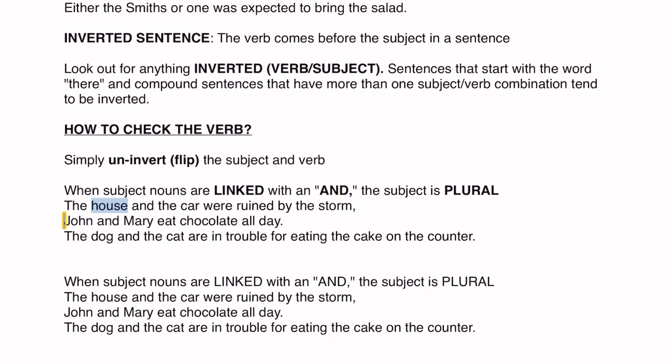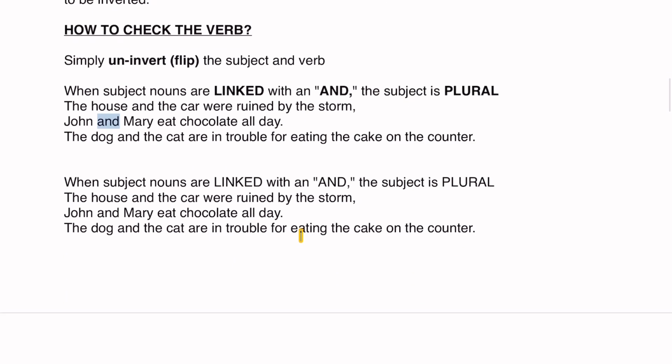Come to the next example. John and Mary, two subjects, eat chocolate every day. Eat here is plural because there are two subjects. Why? Because we added and between them, so we made two subjects. When subject nouns are linked with an and, the subject is plural. Again: the house and the car were ruined by the storm. John and Mary eat chocolate all day. Come to the third. The dog and the cat are in trouble for eating the cake on the counter. Okay? The dog and the cat are in trouble for eating the cake on the counter.